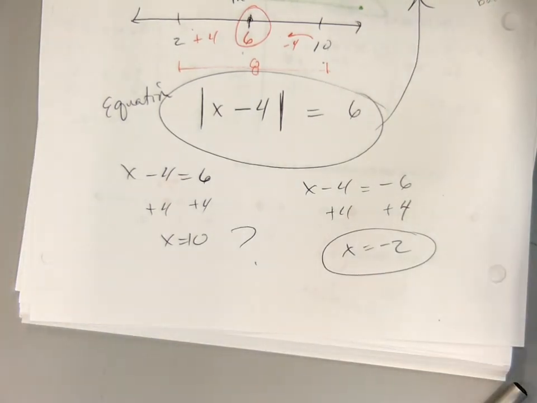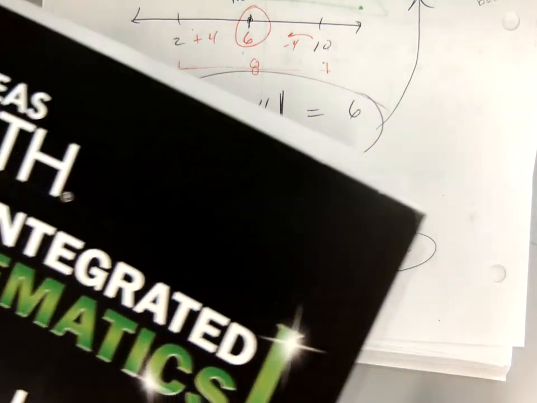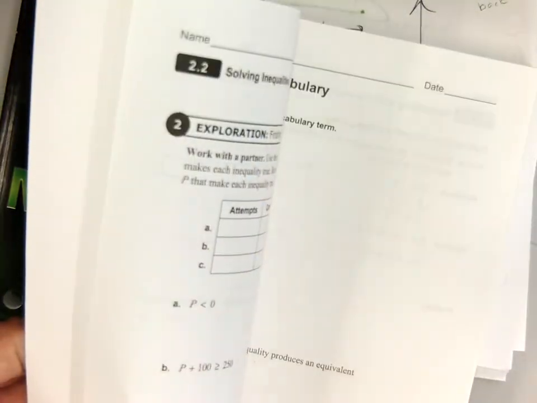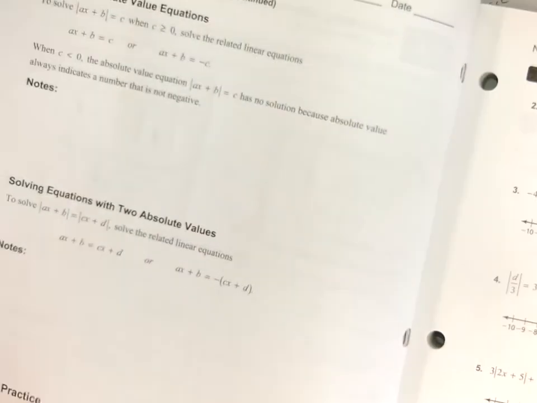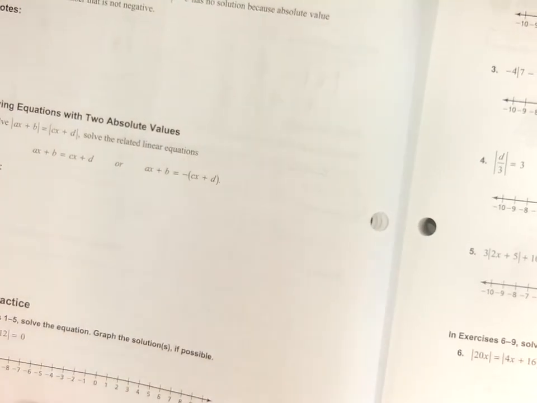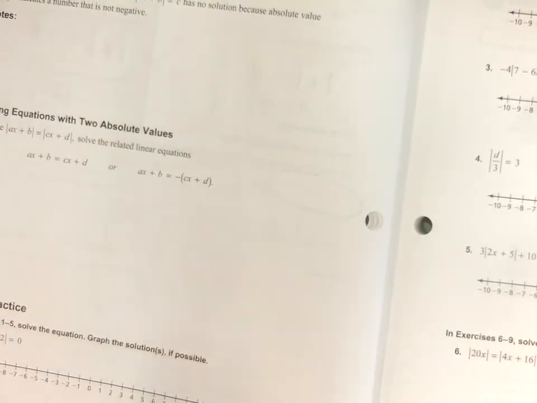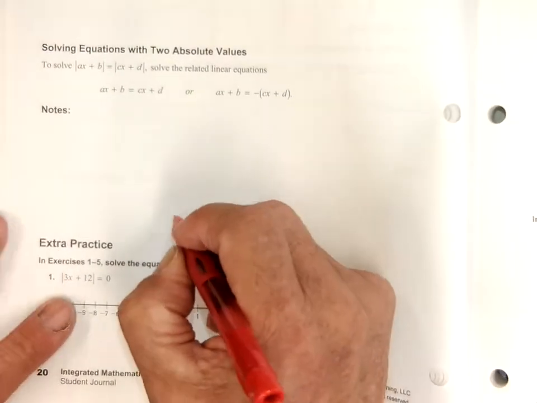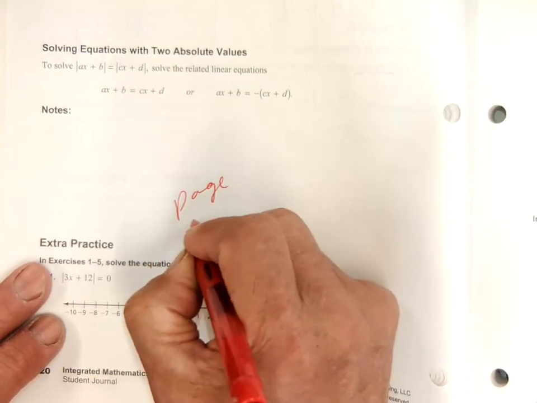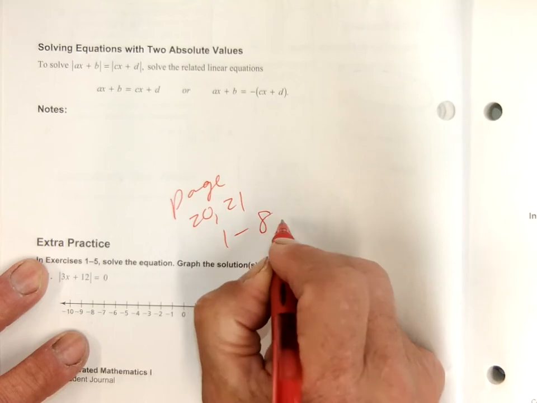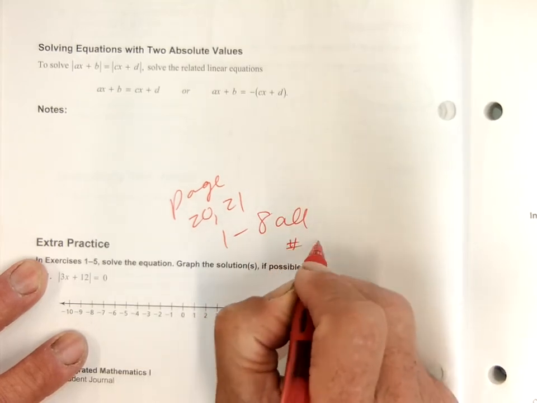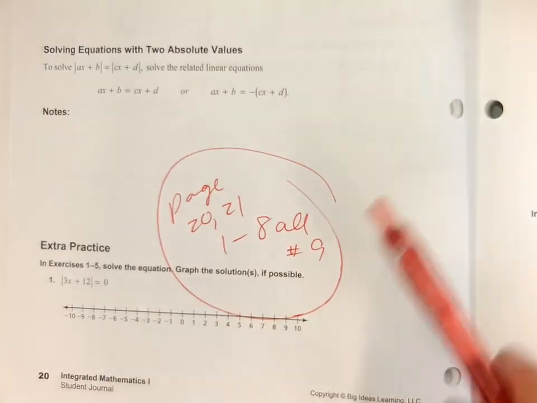All right, so homework for you guys out of your journal. What I'd like you to do is get this done as quickly as you can, and then we can work on some of the egg drop. Okay, so I want you to go to page 20 and do page 20 and 21. I want you to do the 1 through 8 all, and the 9 is the extra, okay? How's that? Not that bad.